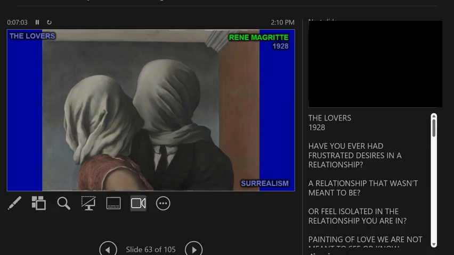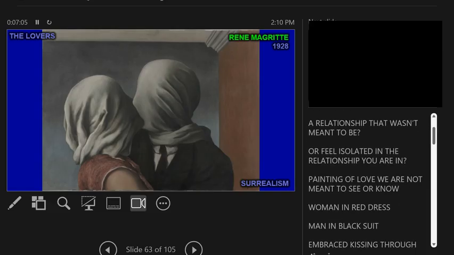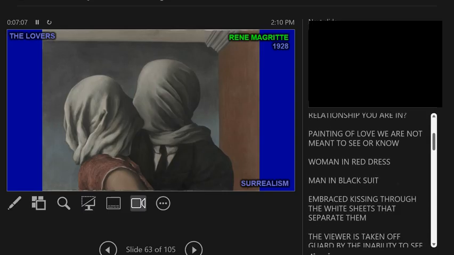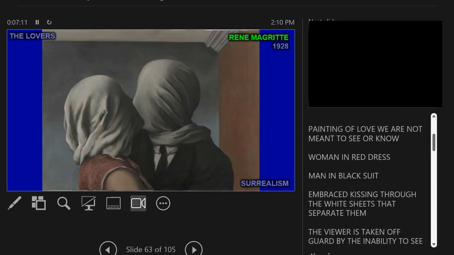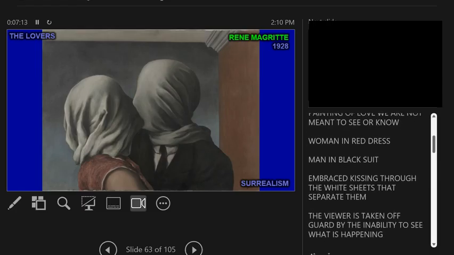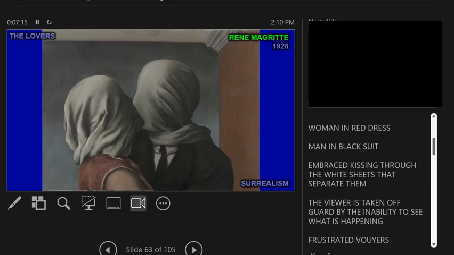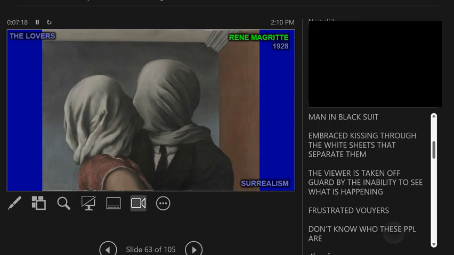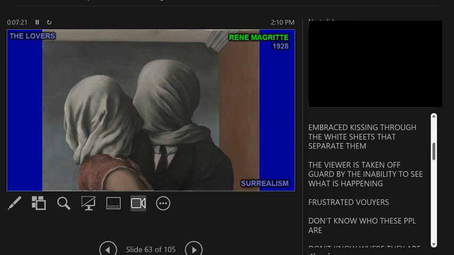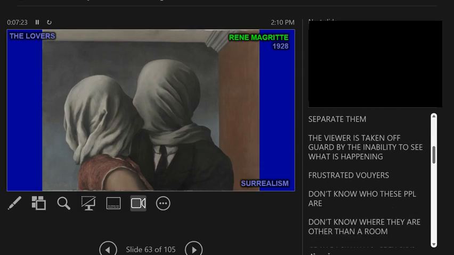Have you ever had frustrated desires in a relationship? A relationship that wasn't meant to be, or felt isolated in the relationship that you were in? The painting of love we are not meant to see or know. The woman is in a red dress, the man is in a black suit. They are embraced, kissing through white sheets that separate them. The viewer is taken off guard by the inability to see what is happening.